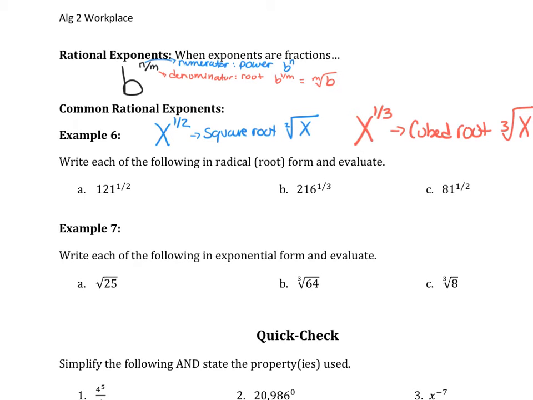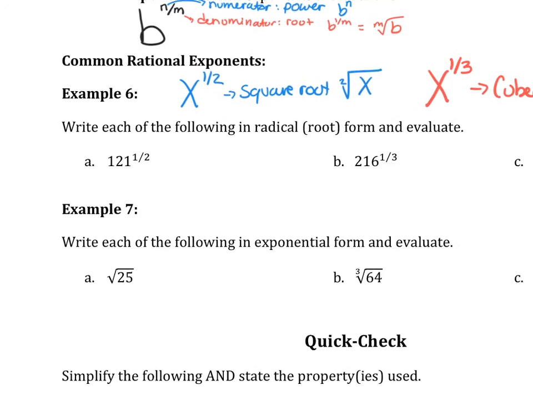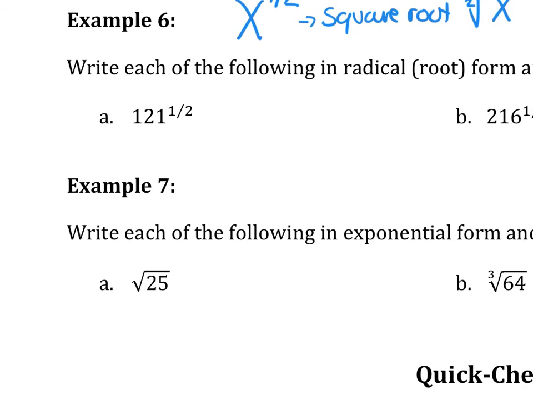Okay, so mainly with these rational exponents, you just need to be able to go from writing the root as a fraction to writing it with that root symbol. So example 6, if we have 121 raised to the 1/2 power, to rewrite in radical or root form, that means you have to have that root symbol in there somewhere. Since it's a 2, that means it's a square root. So we'd have just the square root of 121. So that's what I mean when I say rewrite.